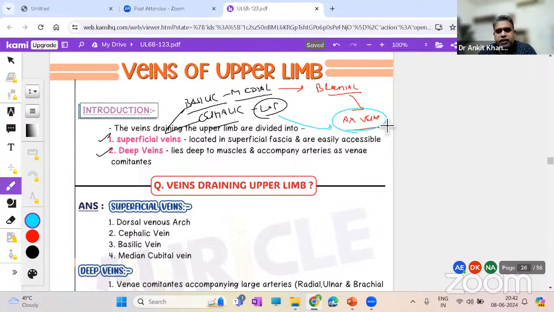So veins: superficial and deep, basilic, cephalic. Basilic continues up, and as the basilic goes superiorly, its lumen increases in diameter. Why? Because more and more blood is coming into it. There are various venae comitantes which are opening into the basilic vein. So basilic becomes the brachial and axillary vein, and the cephalic vein will drain into it. This is the basic knowledge. Then we'll see the diagram.